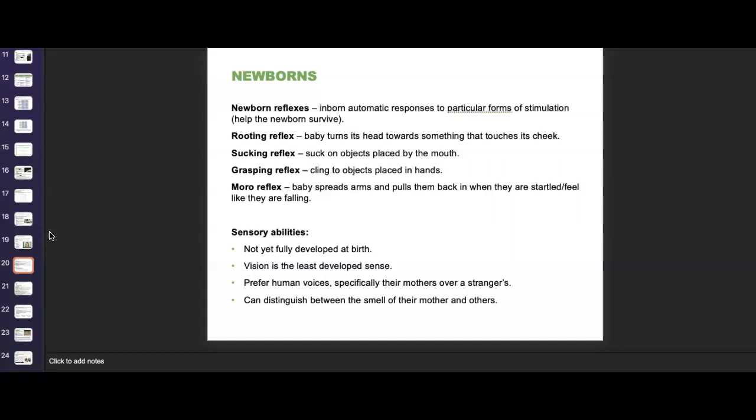The third one is the grasping reflex, clinging to objects placed in hands. Instinctively, we put our fingers out for newborns to grasp onto our fingers. And they instinctively and reflexively know to grab it. And then the Moro reflex. Baby spreads arms and pulls them back in when they are startled, or feel like they are falling.